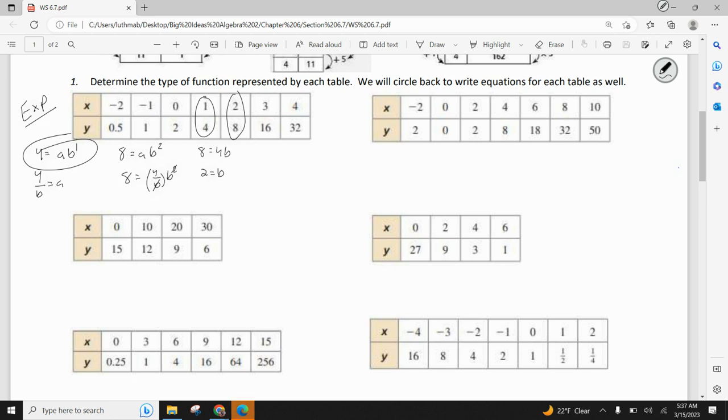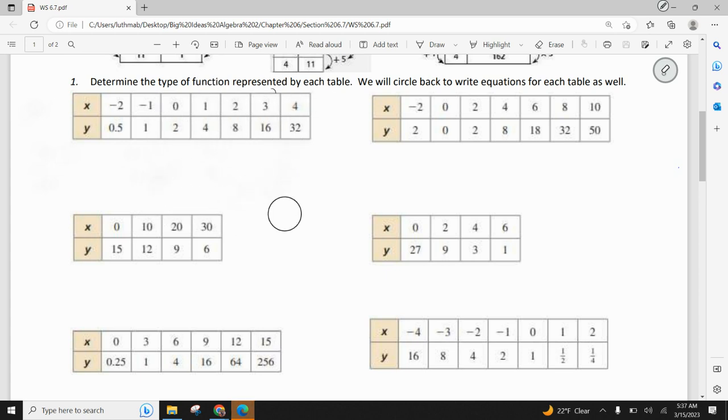Sub it back into one of these originals. 4 equals 2a. So really what should generate this table is 2 times 2 to the x. Let's see, if we plug in a 0, we get 2 back, good, using our calculator. If we plug in 3, we get 16 back, good. If we plug in 4, we get 32 back, so that's a good equation. And some other exponentials on this front side, I believe.